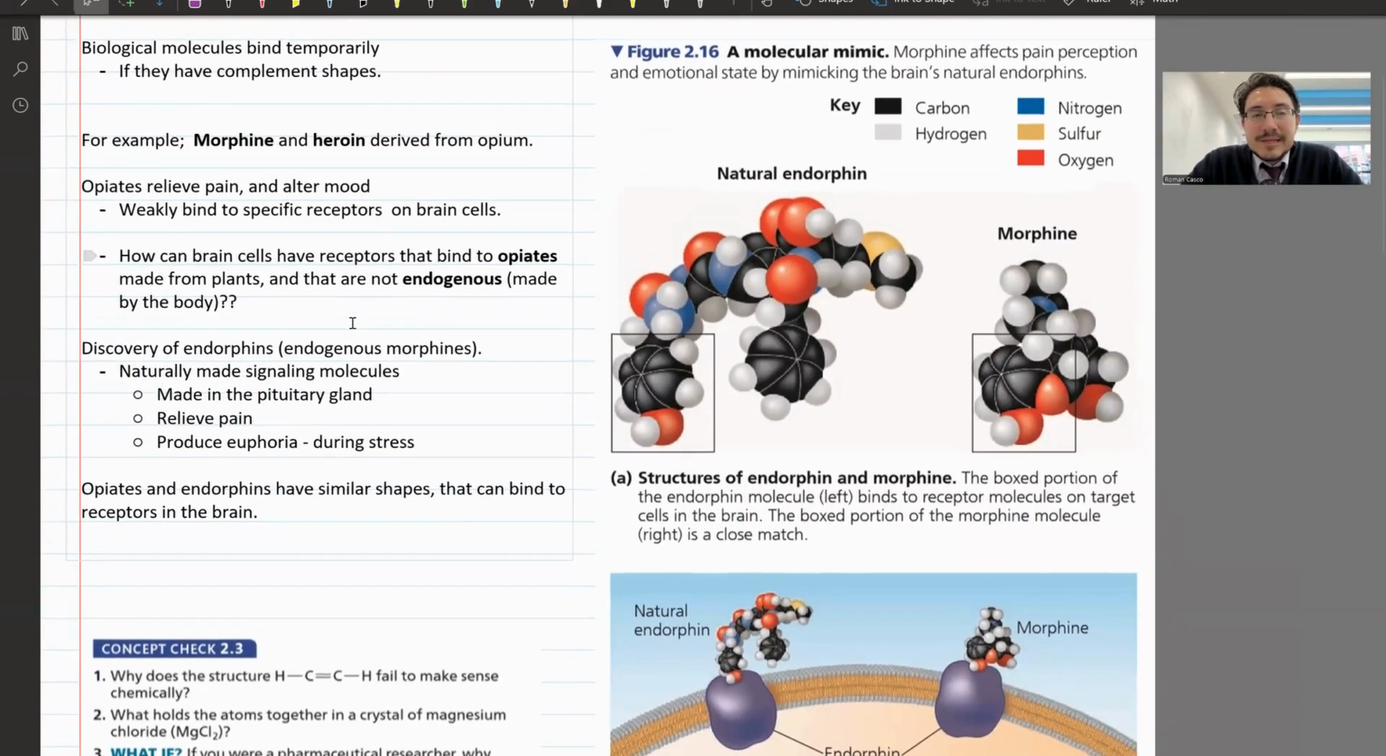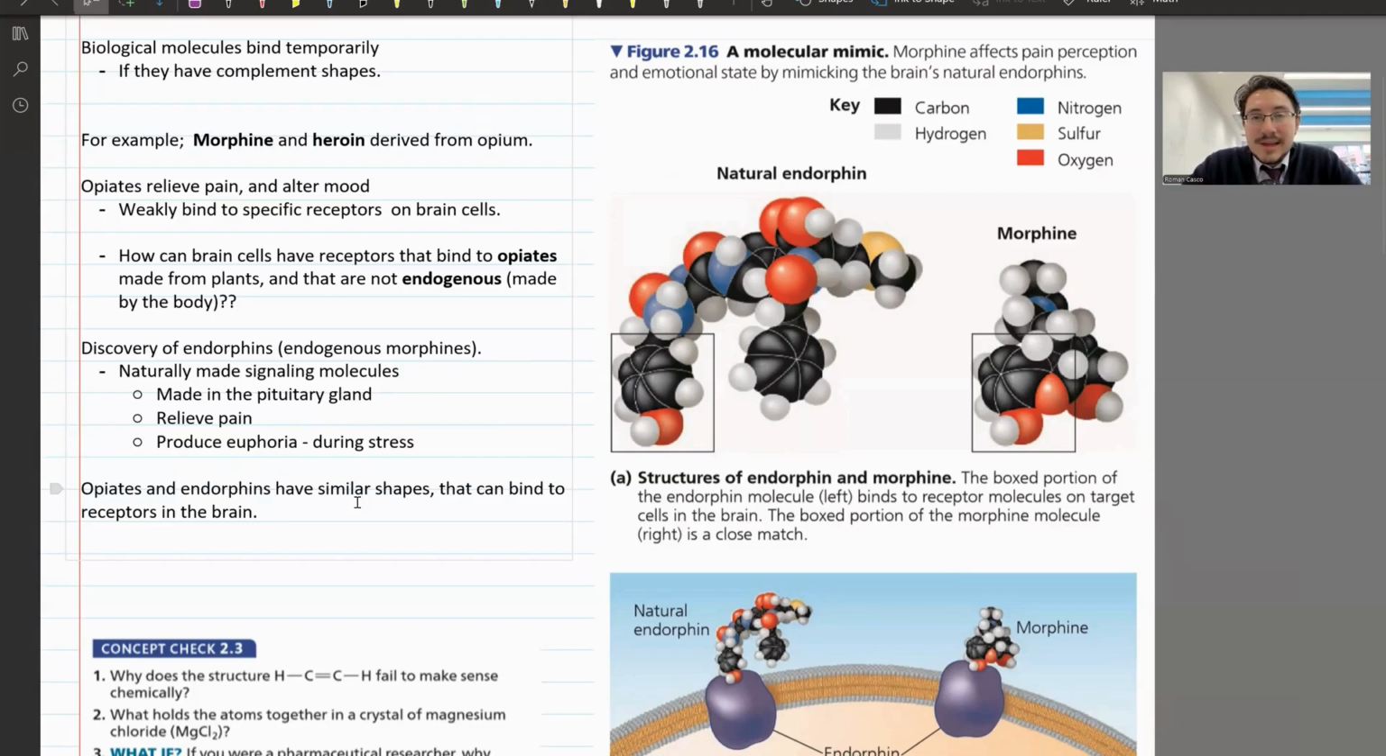Now the thing about this is, how can brain cells have receptors that bind to opiates made from plants that are not endogenous to the body, right? So endogenous is a critical word, right? They're made from the body. They're native to the body. We produce it naturally, right? So endorphins, endogenous morphines, are naturally made signaling molecules. They're made in the pituitary gland. They generally relieve pain, right? And they produce euphoria during stress.